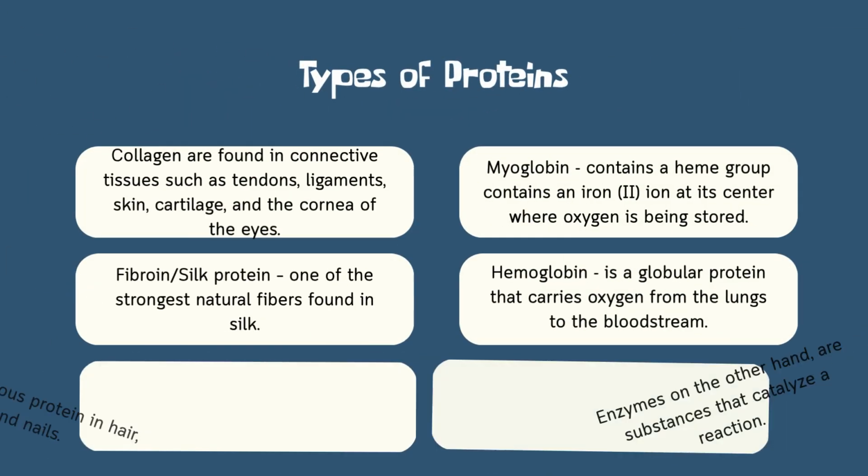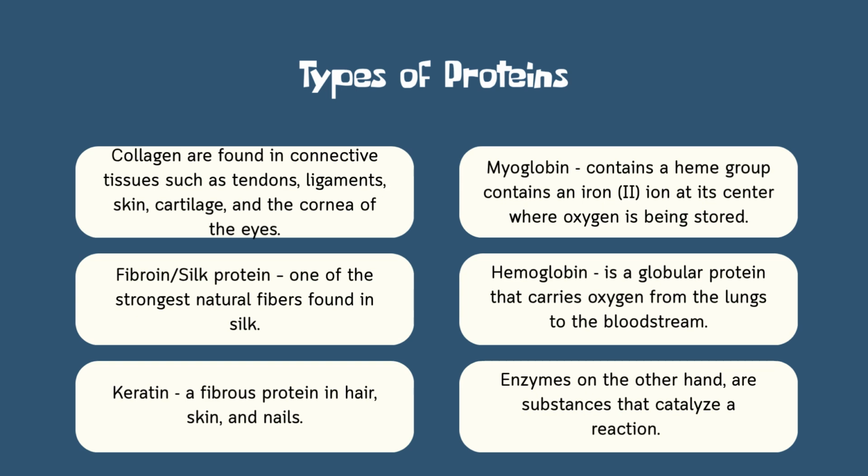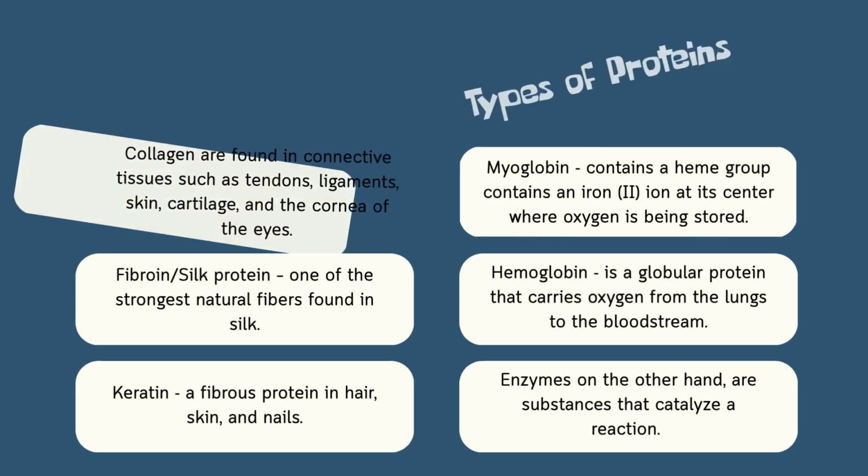Let's look at some protein types. Collagen, found in skin, tendons, and ligaments. Fibroin, strong silk protein. Keratin, in hair, skin, and nails. Myoglobin and hemoglobin, oxygen carriers. Enzymes, biological catalysts that speed up reactions. Each protein has a unique structure and function.